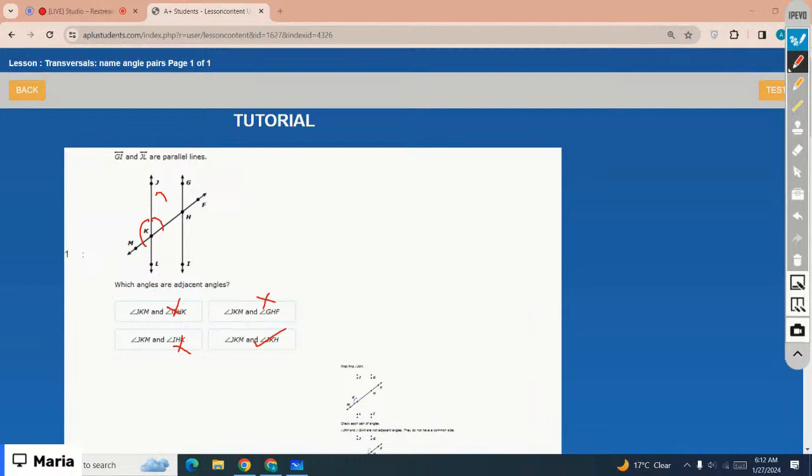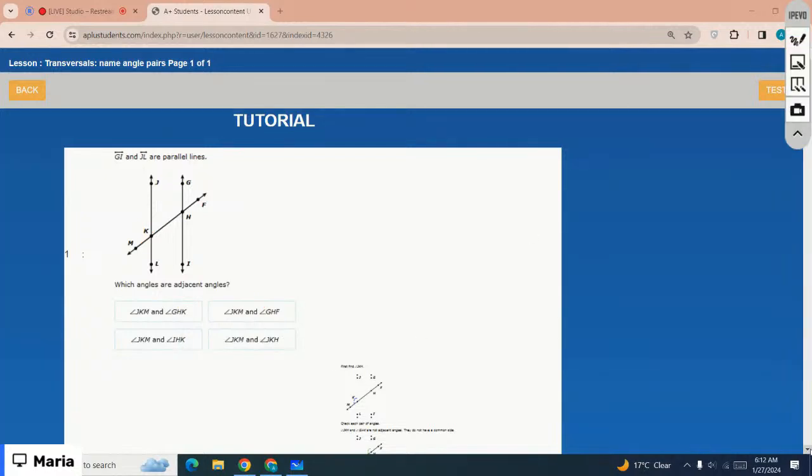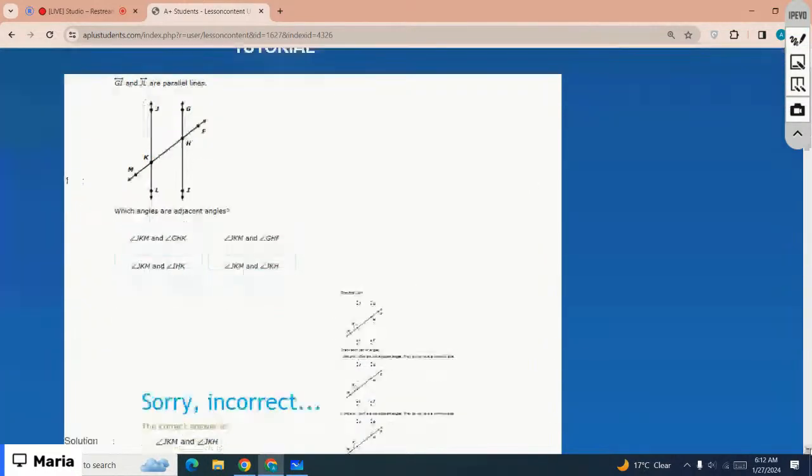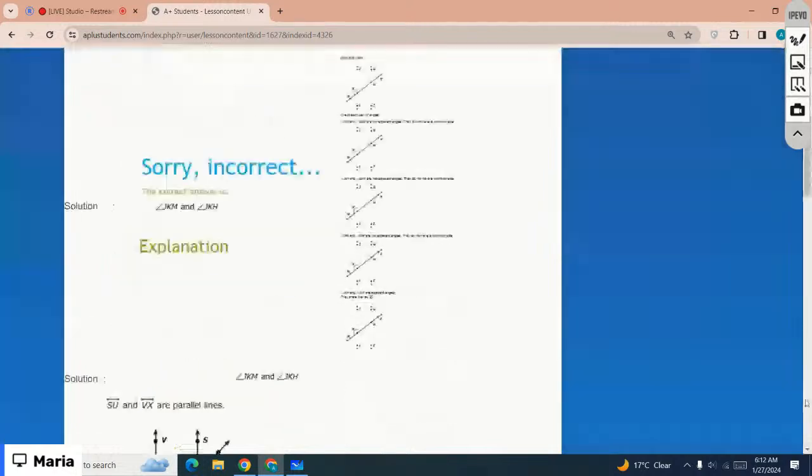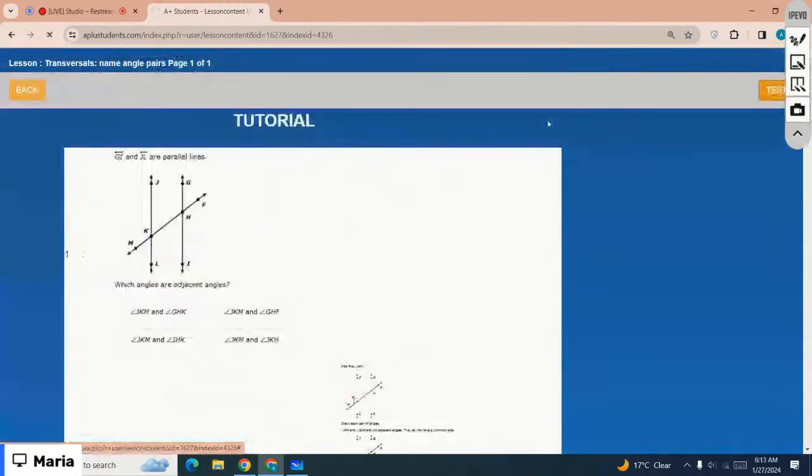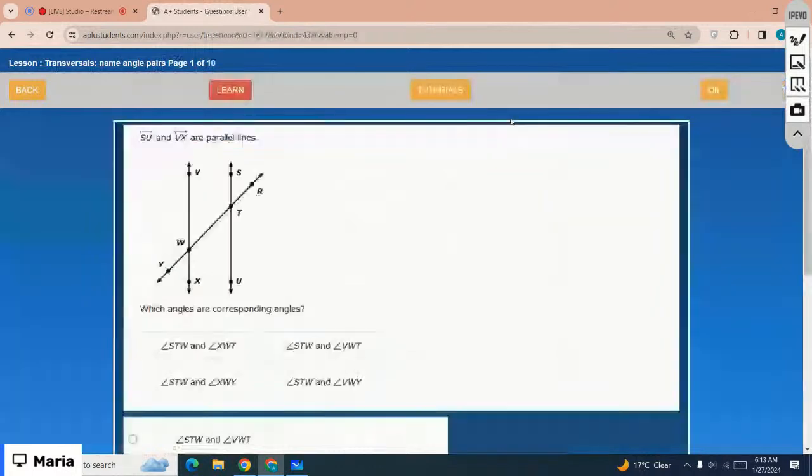The correct option is JKM and JKH, right? Let's just start with the test questions. SU and VX are parallel lines. Which angles are corresponding angles?